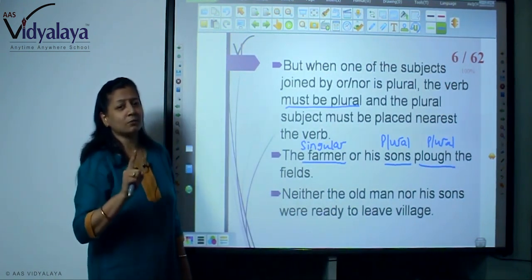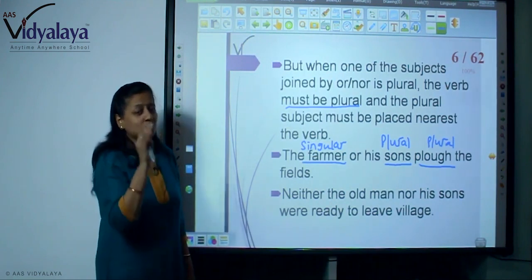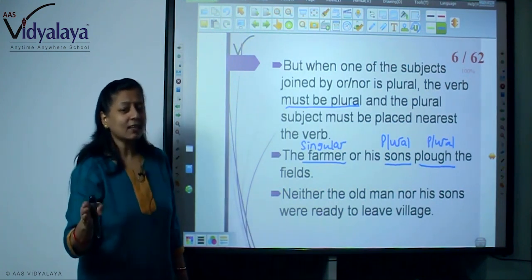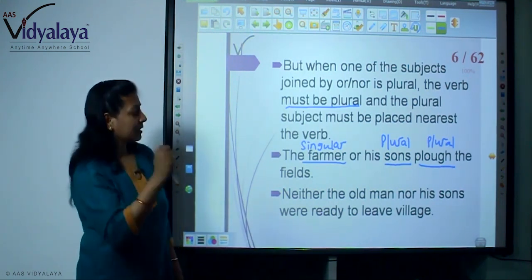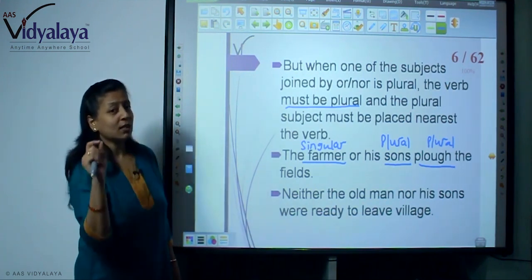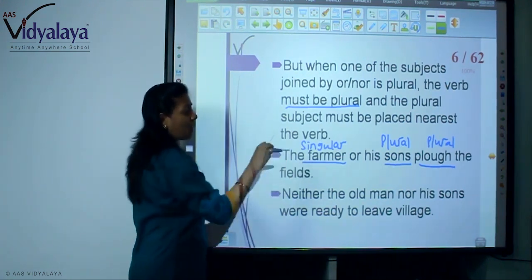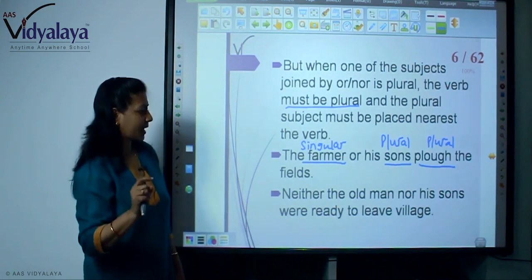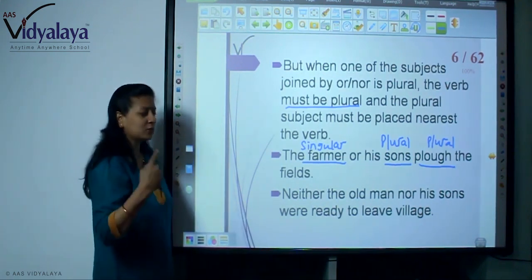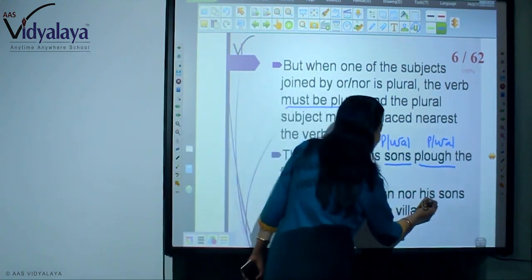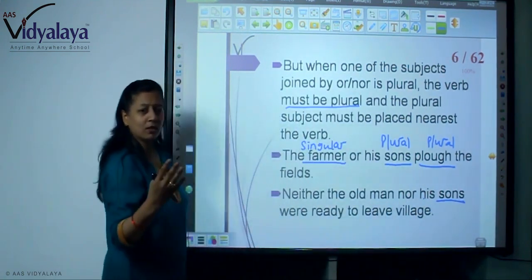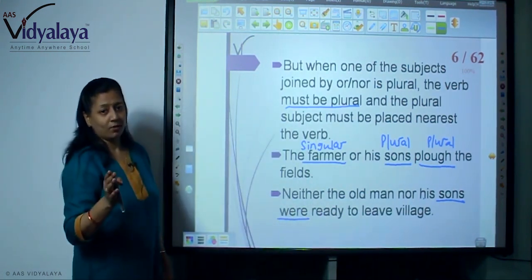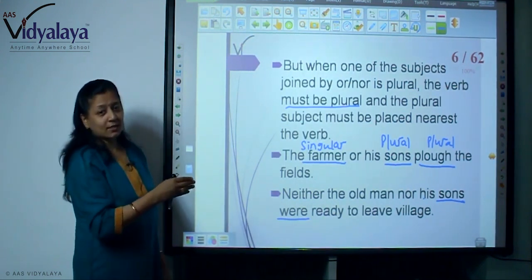If one of the subjects is plural, you need to place it nearest the verb so that it will be easily understood by others. The verb is according to the subject. Either the farmer or his sons plow the fields. Neither the old man nor his sons were ready to leave the village. So, nor his sons, again the plural subject. So here it is were, not is or was. Understood? Very easy to understand.